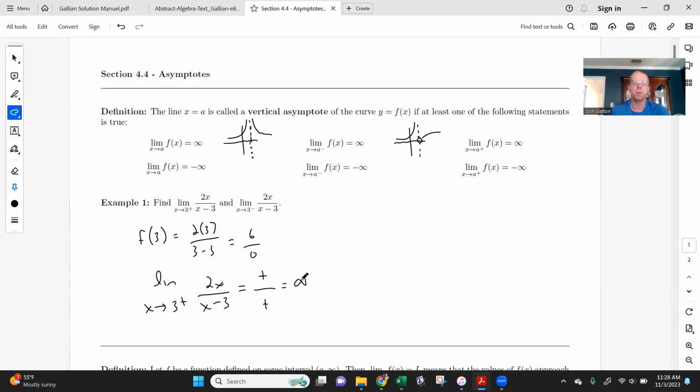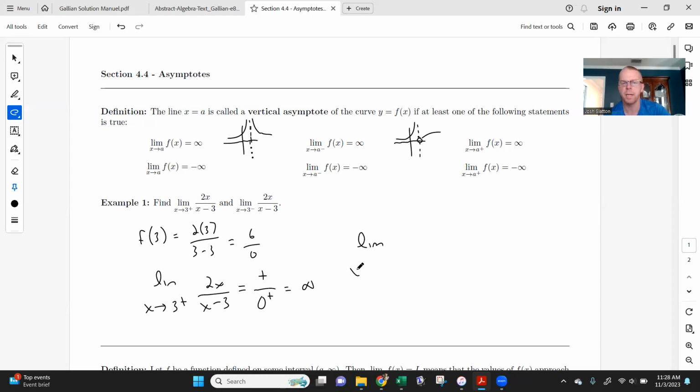So when we're approaching 3 from the right, from the positive side, the numerator is always positive because we're just plugging in positive numbers, 2 times a positive number is positive. And then the bottom is always going to be positive because x is going to be greater than 3. That will be positive, but it's going to be a small positive number. Maybe we could be a little bit clearer. This is 6 over, we'll write it like this, a small positive number. So that is going to go to positive infinity.